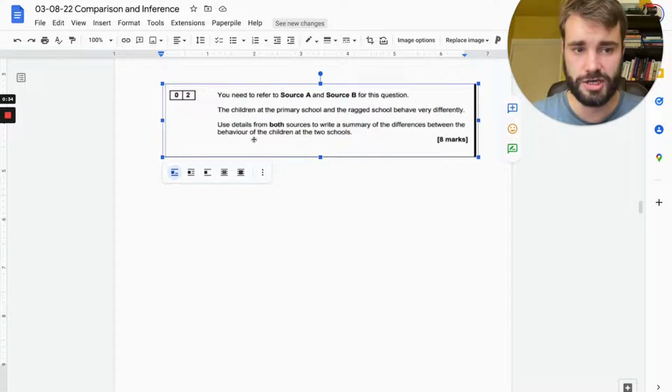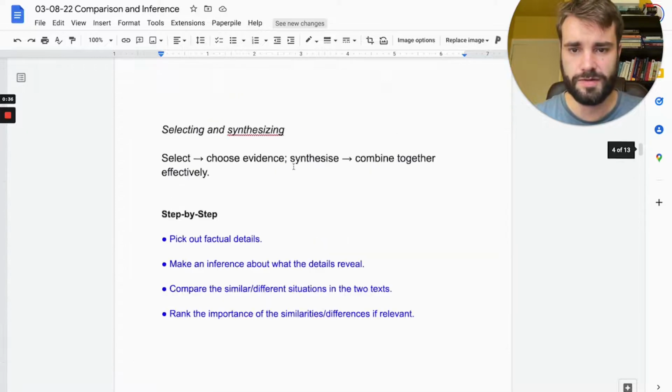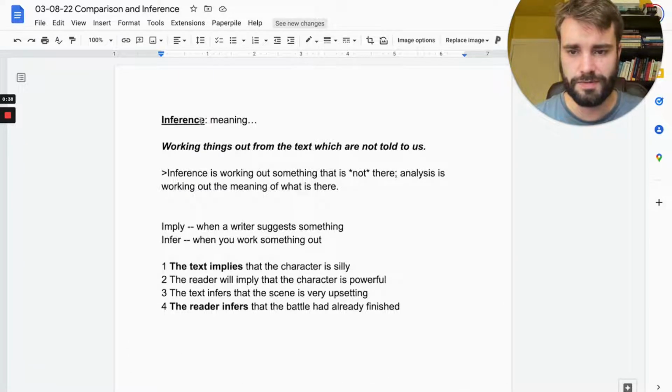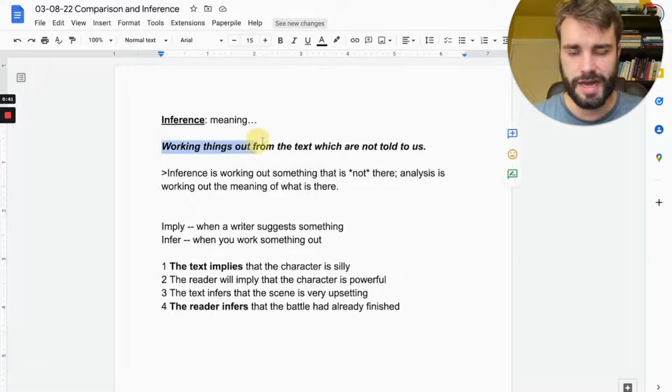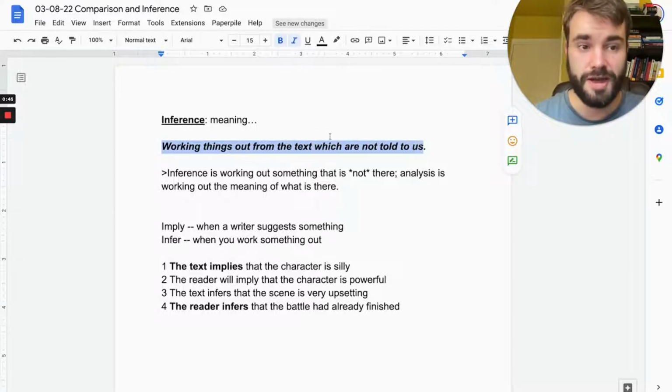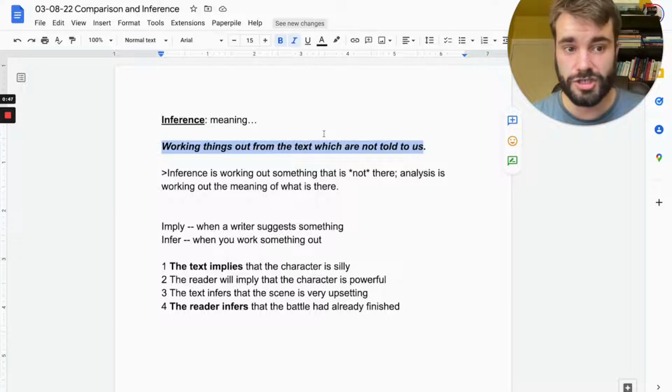It's an 8-mark question, and the skill that they are looking for in this question is inference, which means working things out from the text which they don't tell you. So what I'm going to do in this video is first of all just show you how you can actually do this skill and what it means. Then I'm going to show you a step-by-step method to get full marks in this question so you can easily reach a grade 9 overall.